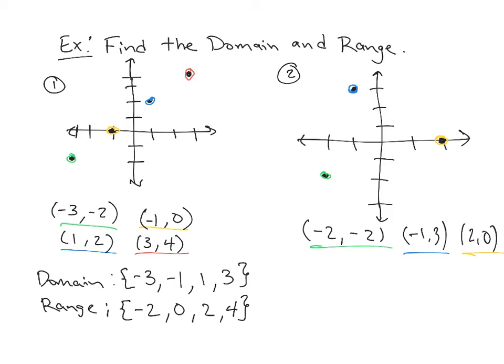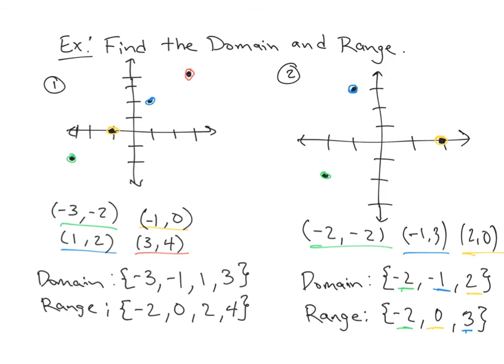If we're looking at this one, the green point would be (-2, -2), my blue point would be (-1, 3), and my yellow point would be (2, 0). If I write out my domain on this one, it's going to be the set of all x values: -2, -1, and 2. Again, -2 is the x value on my green point, -1 is the x value on my blue point, and 2 is the x value on my yellow point. Now that we have the domain, go ahead and find the range, and when you've found it, enter your range as an answer.